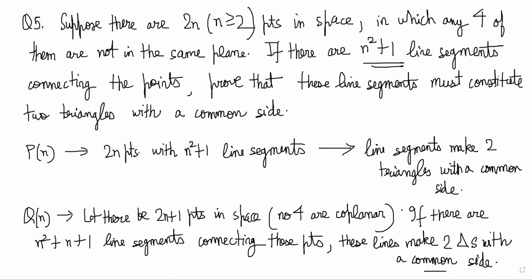So I have constructed a similar proposition but slightly different. Now I have 2n plus 1 points, and I'm saying there are n square plus n plus 1 line segments connecting them. Earlier we had 2n points and n square plus 1 line segments where no four of them were coplanar. The final claim is the same. Line segments make two triangles with a common side, right? So let's think about how we'll go about doing this.